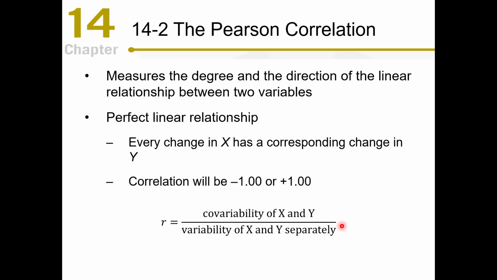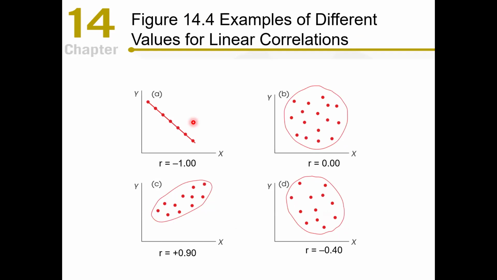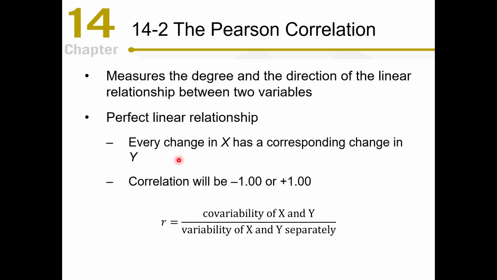All right. So when we're measuring the degree and the direction of our linear relationship between these two variables, there is a way that we compute these changes. Again, for a perfect linear relationship, we saw in the previous example at -1, when we go back here, every change in x has a corresponding change in y. And that could be a perfect negative relationship or a perfect positive linear relationship, where again, every change in x has a corresponding change in y.